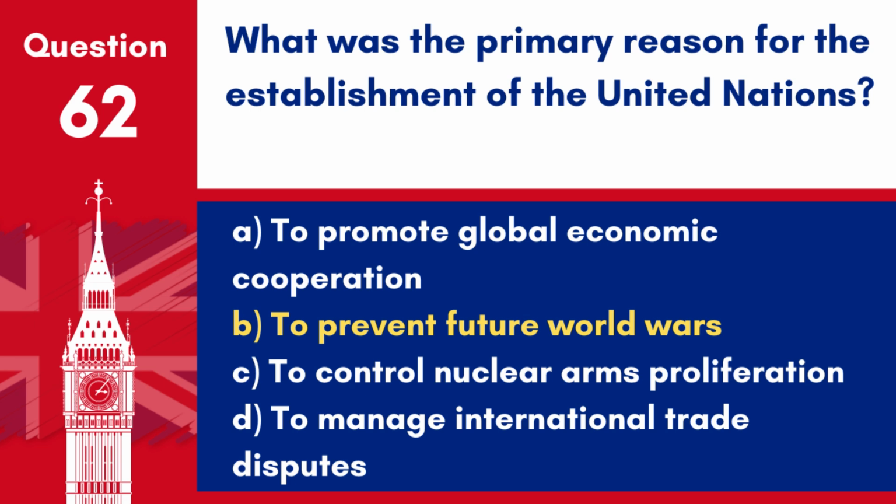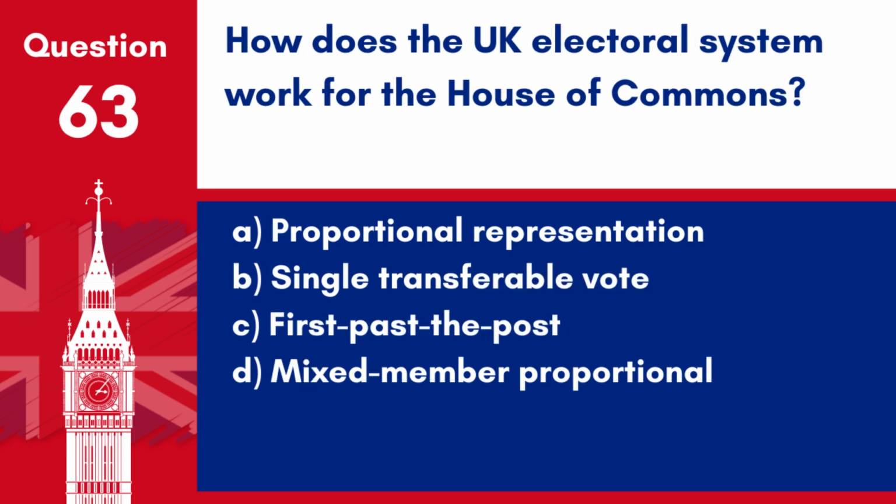The primary reason for establishing the United Nations in 1945 was to maintain international peace and security and prevent future world wars. Question 63. How does the UK electoral system work for the House of Commons? A. Proportional representation. B. Single transferable vote. C. First past the post. D. Mixed member proportional.